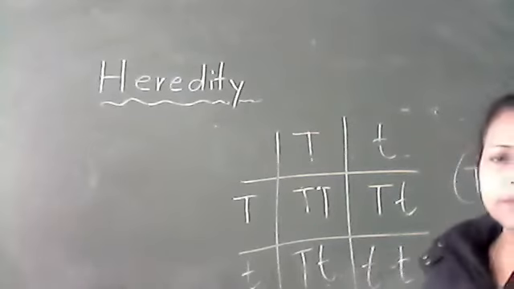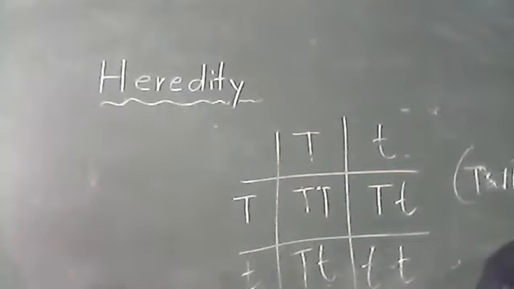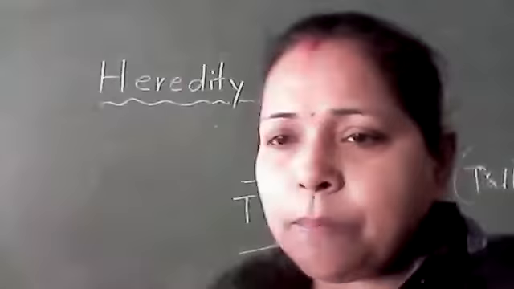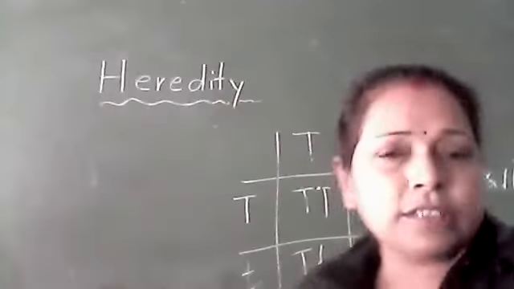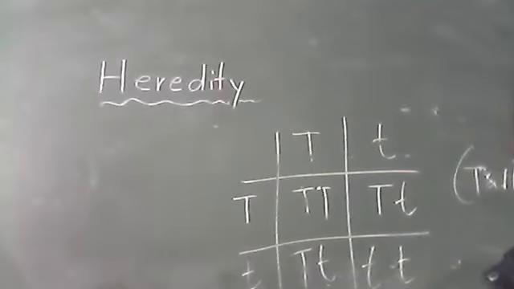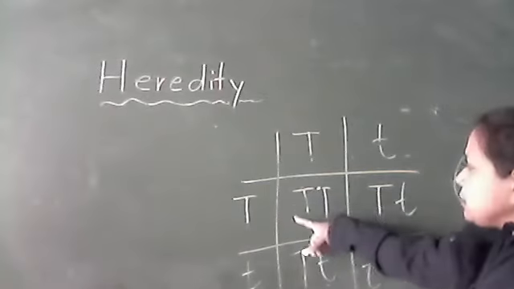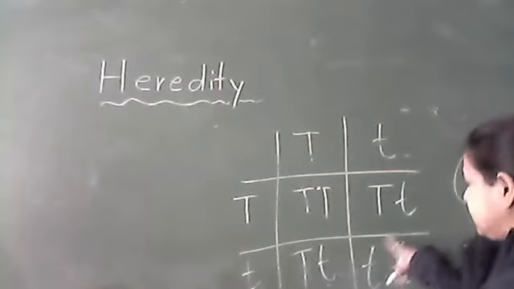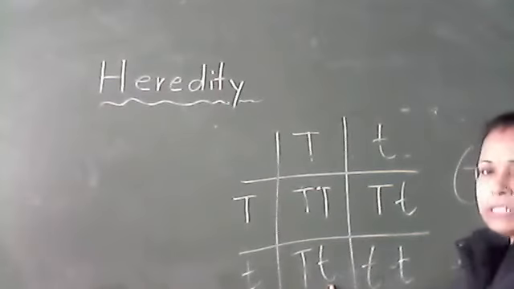What is the ratio? See, in the second generation, when he allowed the first generation plants to self-pollinate, Mendel got the ratio of 3:1. See, this one is a pure tall. This one here, tall and short both are present. Here also, tall and short both are present.